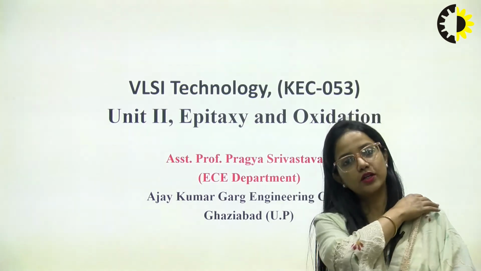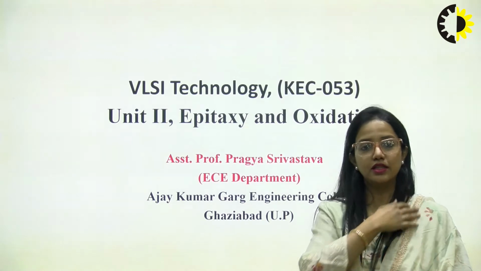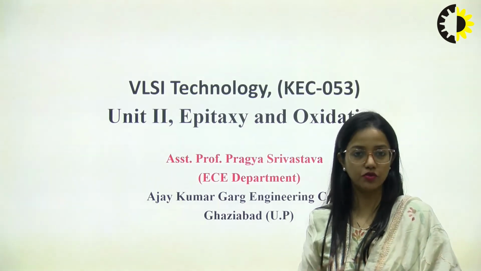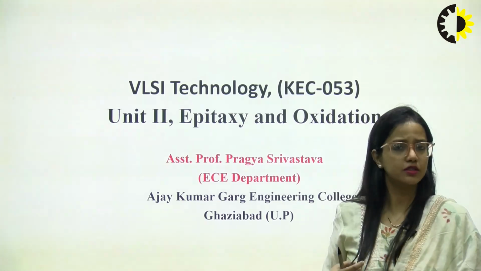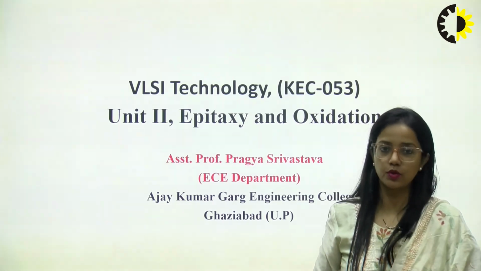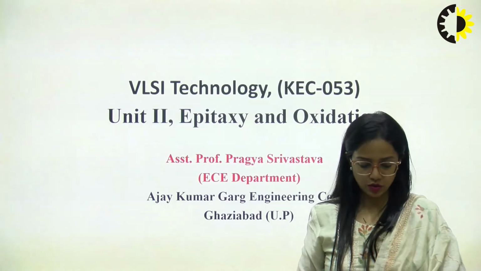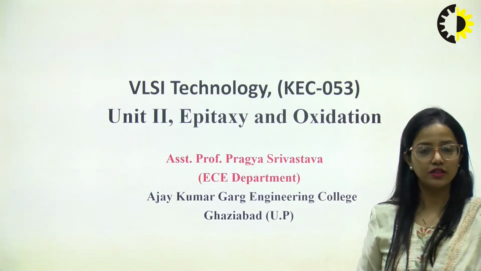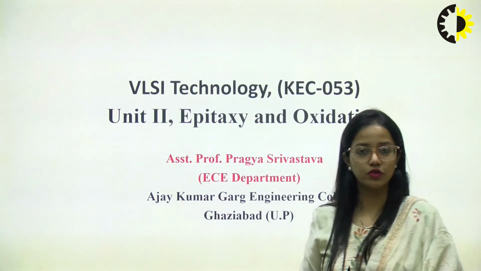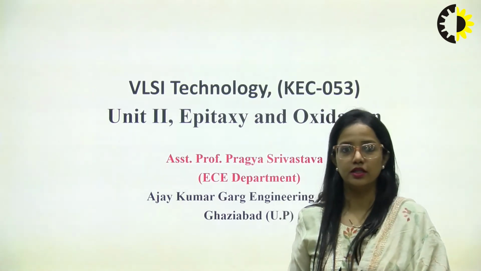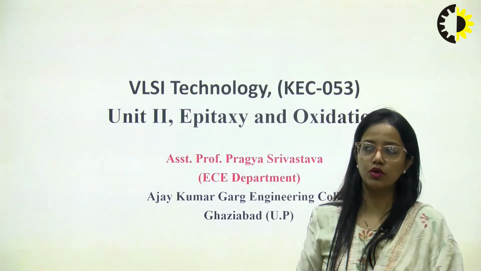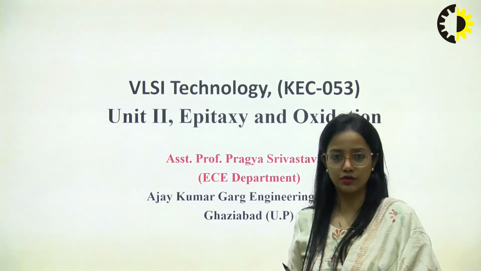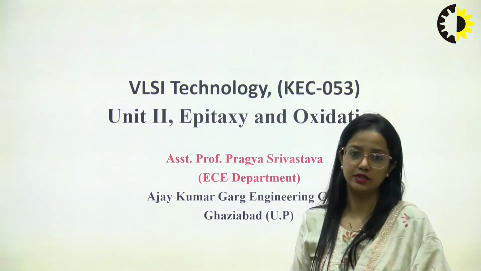So before we start oxidation, we must understand what is the need of oxidation, and is there any step we should take before doing oxidation, or can we directly start with the oxidation process? Oxidation is a process where, let's say, we have a layer of silicon and we want to protect it from the environment and have a layer of insulation. So we can have a layer like silicon dioxide on top of silicon.